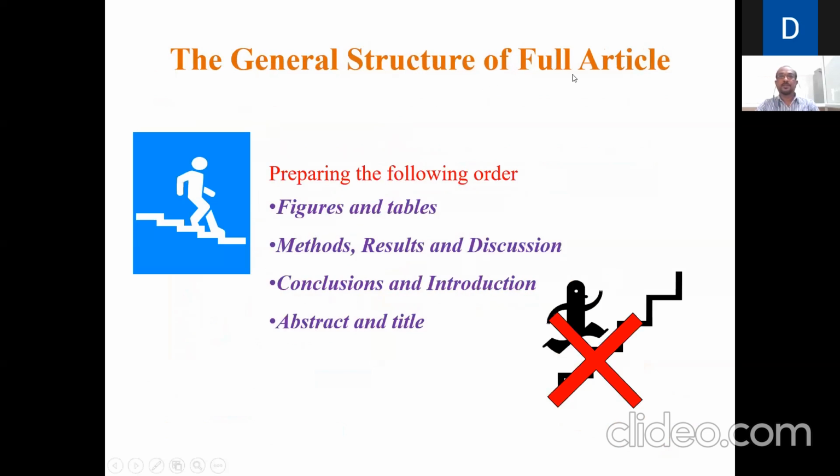The general structure of a full article. Prepare in the following order, right? So, we are stepping down like this, not stepping up. That is, you have to write your paper in a back to front manner. Then only you can get a clear idea, and also your paper will be very effective.